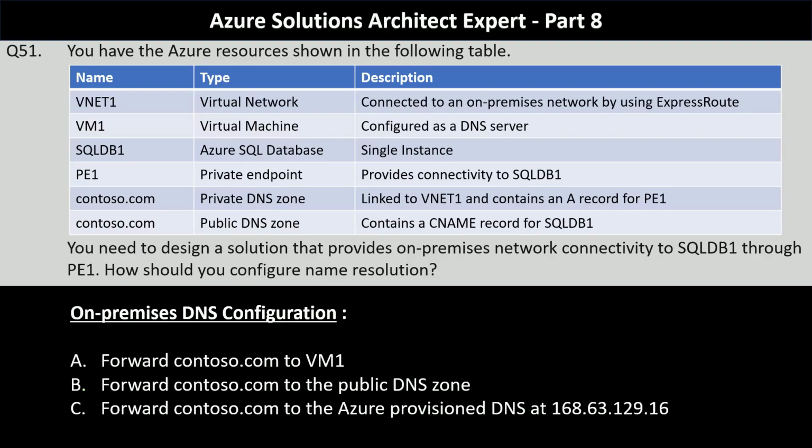Now, the next part of the question is on-premise DNS configuration. How should you configure that? Your options are forward contoso.com to VM1, forward contoso.com to the public DNS zone, and forward contoso.com to the Azure provided DNS at 168.63.129.16. And friends, in this case, the correct answer is option A, forward contoso.com to VM1. By configuring the on-premise DNS to forward requests for contoso.com to VM1, DNS queries for this domain will be directed to the DNS server on VM1, which will then forward them to the Azure provided DNS.